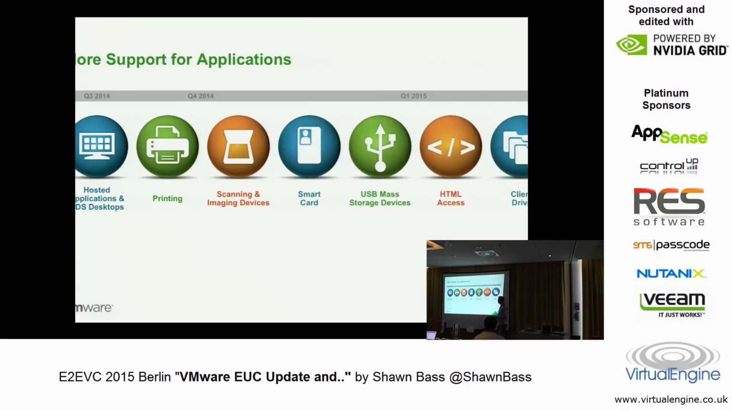In the first quarter of this year, we added smart card support for RDSH, USB mass storage devices for thumb drives for RDSH, HTML access for RDSH, and client drive access. Now this one's particularly painful because it's been missing from Horizon View forever, and it's a feature that Microsoft and Citrix have both had in their platform for a long time. So that came in the March 12th release of Horizon View 6.1.